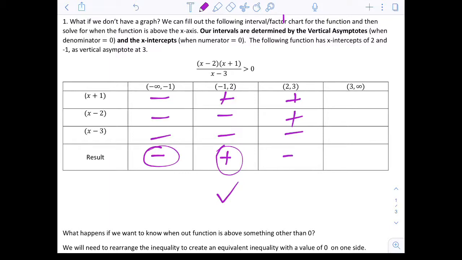We have one negative in there, that's going to result in a negative, so that's not part of my solution. And then we finally have an interval from 3 to infinity, so a large positive would result in positive, positive, positive, which has a positive result. So in this case, our function will be greater than 0 for the ones that have positives.